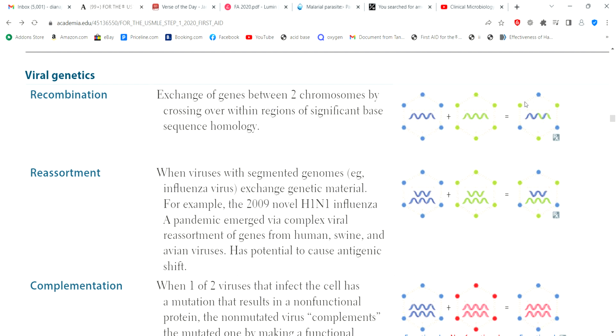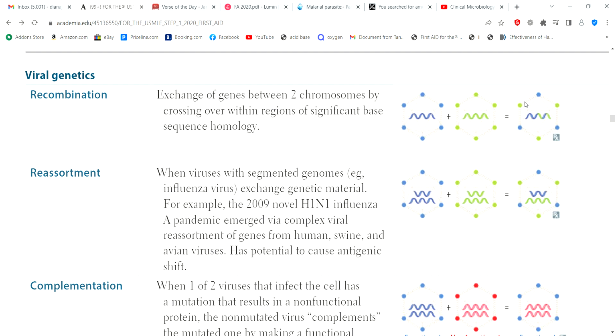It's a mixing of DNA and proteins of two viruses to make a new virus child. Exchange of genes between two chromosomes by crossing over within regions of significant base sequence homology, mixing of DNA and proteins to make up a new progeny, children of viruses.